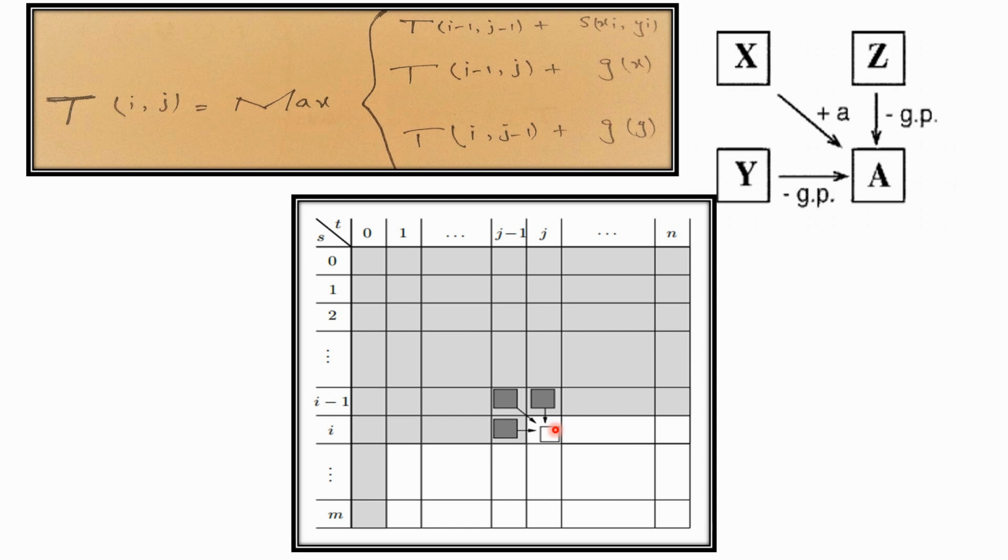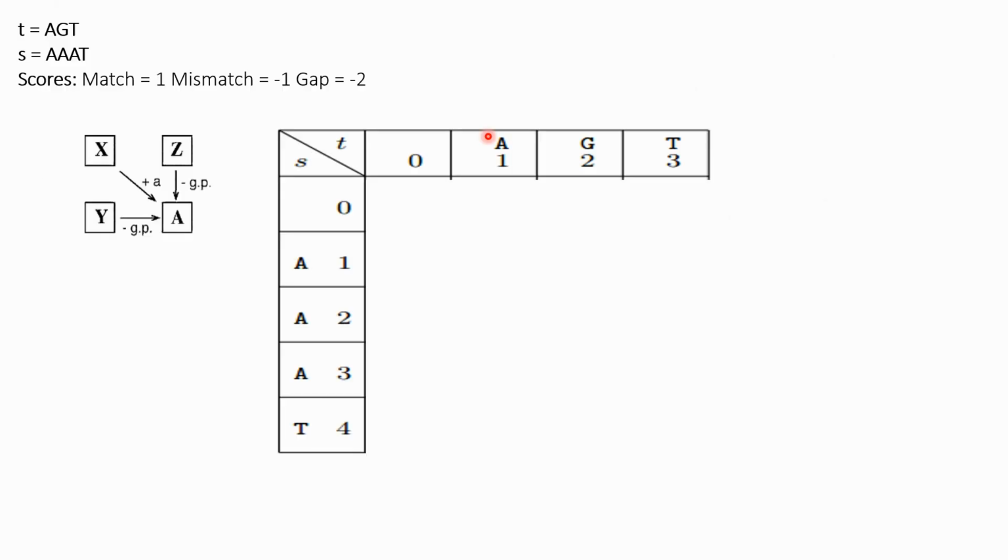Like this, you have to fill this box. There can be 3 values, either from the upper box, or from the left, or from the diagonal. Take the maximum out of these 3. This box is (i-1, j-1), plus the score of match or mismatch. This one is (i-1, j) plus the score of gap, and this one is (i, j-1) plus the score of gap.